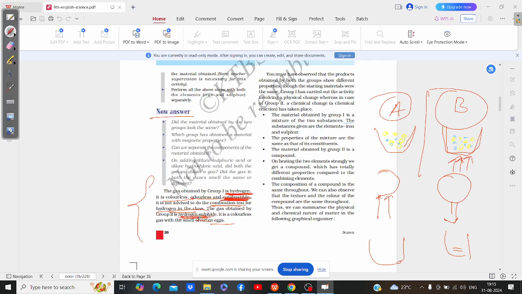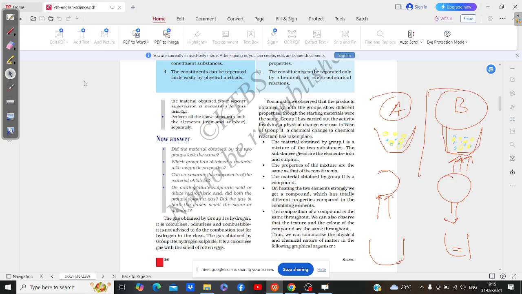Which is the gas? Hydrogen sulfide. It is a colorless gas with the smell of rotten eggs. Rotten eggs ಅಂದ್ರೆ ಏನು? Sir, ಕೊಳೆತಿರೋ ಮೊಟ್ಟೆ. ಓಕೆ, ಆ ಥರ ಸ್ಮೆಲ್ ಇರುತ್ತೆ. Yes, sir. Next, read.